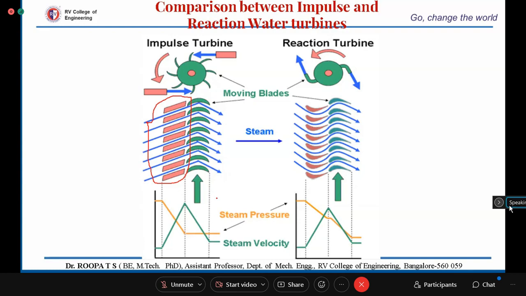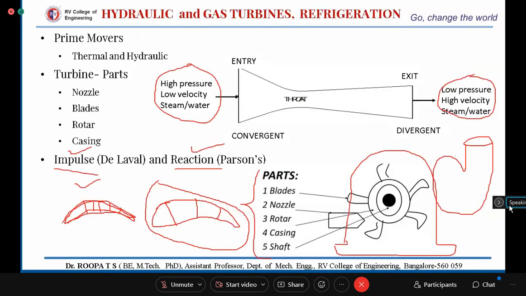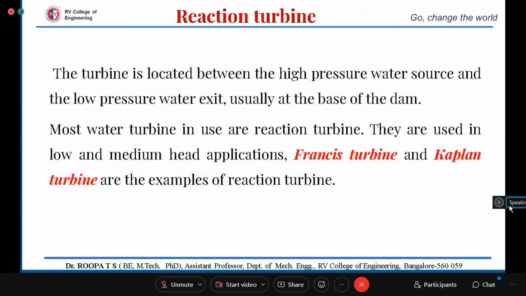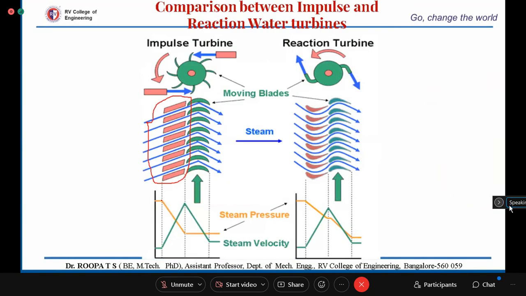You can observe in this graph, the orange line represents the pressure, and the green line represents the velocity. As the steam passes through the nozzle, its velocity increases and pressure decreases. That is what you have studied in the nozzle effect. So you can see there is a drop in pressure but an increase in velocity. All of you are following what I am explaining?